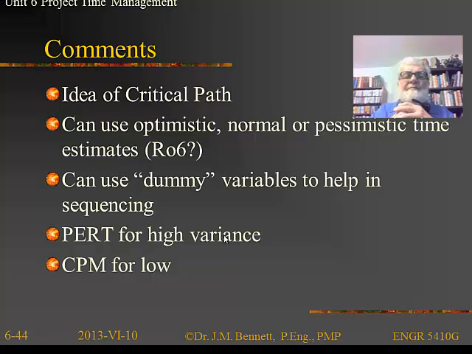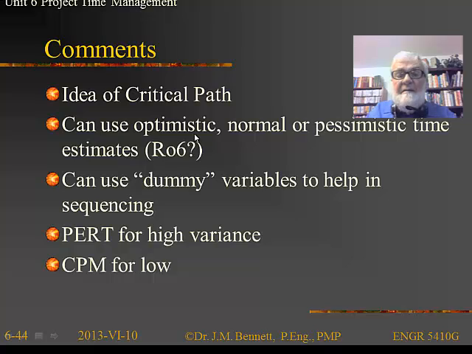PERT diagrams try to introduce some variation. And in fact, rather than have just always discrete values, they say, well, we know we're going to have some variations in our estimates. We say we're going to do it in 6 days, but that may be 8 days, or maybe we get lucky, it can be done in 4 days.